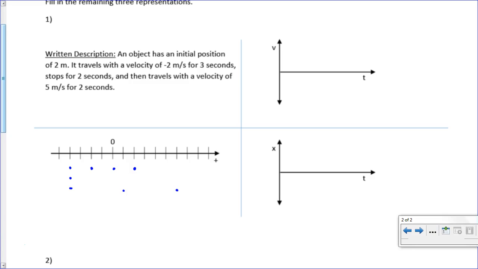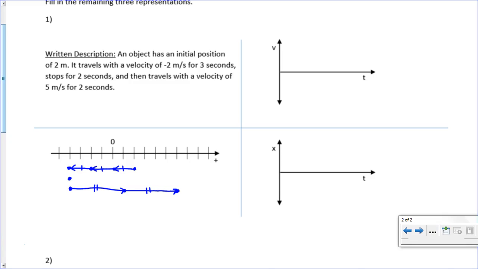Then just fill in the arrows. So going 2 meters per second here, negative 2 meters per second. And then it stopped for 2 seconds. And it travels at 5 meters per second this way. No arrow on your last dot, and that's it. I'm just going to darken my dots so that it's really clear where they're at. That'd probably be a good practice for you as well.